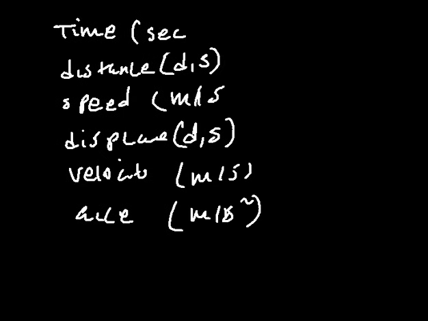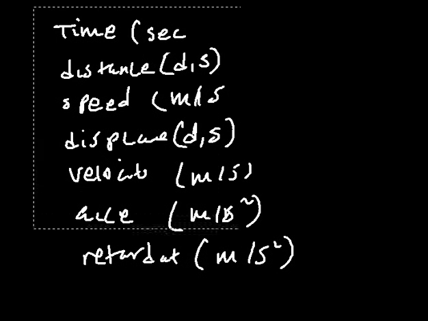And we have the deceleration, which is also said to be retardation. This one is the negative acceleration, and basically it is also given in meters per second squared. So these are the things that you should understand.